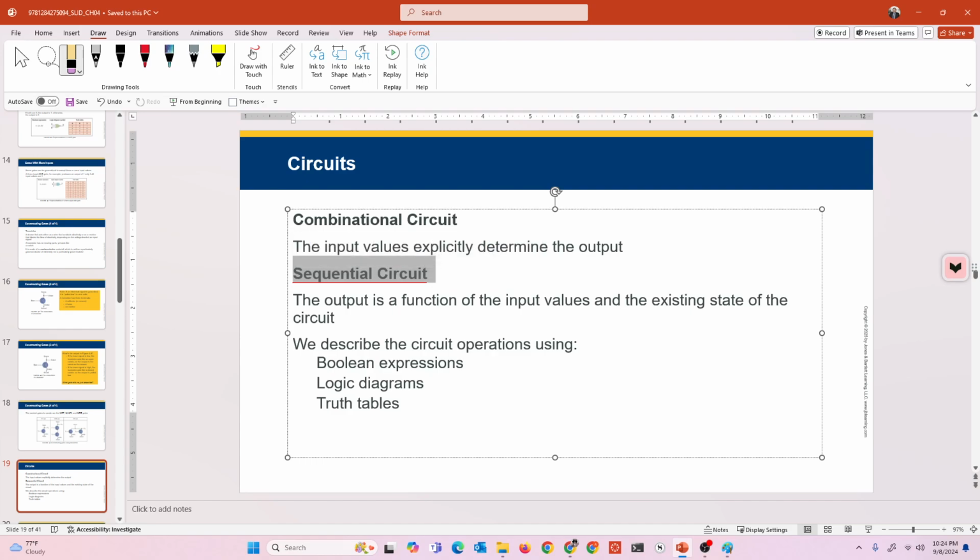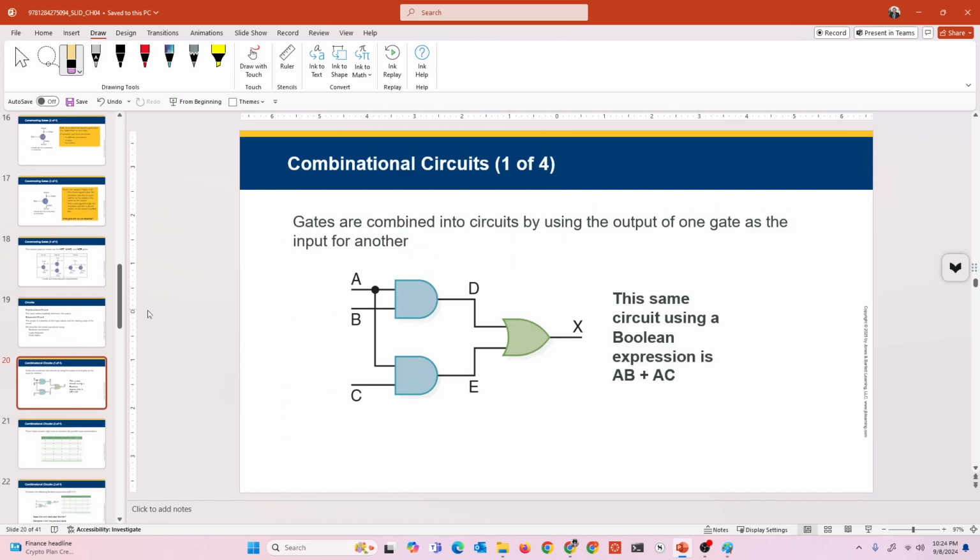So the input function, input value, and the existing state of the circuit. Existing state means that the state can change. Now we're including time in the equation. Okay, that's why we call it a sequential circuit. For example, you're going to tell it, I want you to do this calculation, but not right now. In the next cycle, do this calculation. And the following cycle, do the other calculation, and so on. So that's sequential logic.